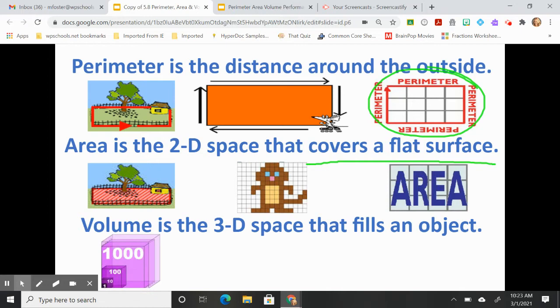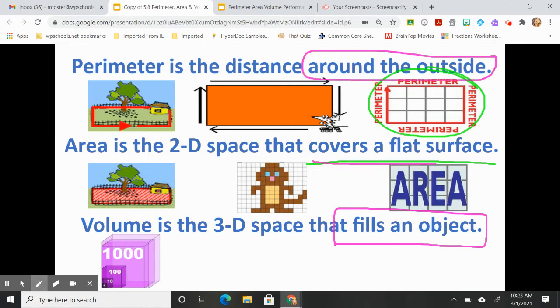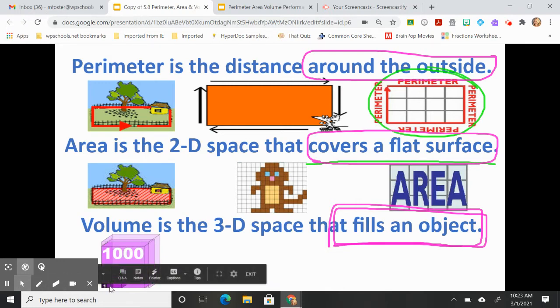Volume is three-dimensional. So when we're talking about volume, we are talking about things that have three dimensions, or typically things that fill an object. So perimeter is around the outside, area is covering a flat surface, volume is something that fills an object. You could have the volume of the air in a box or water in a pool. A lot of the times you'll see images like this.